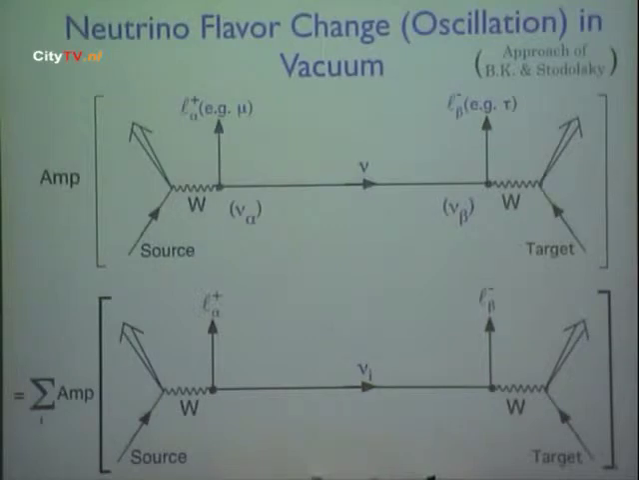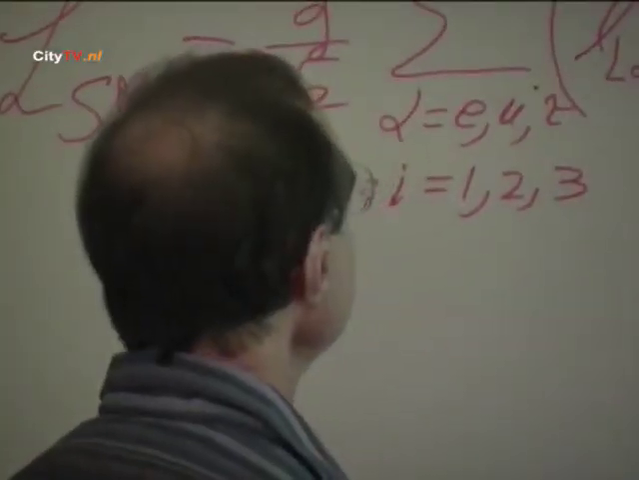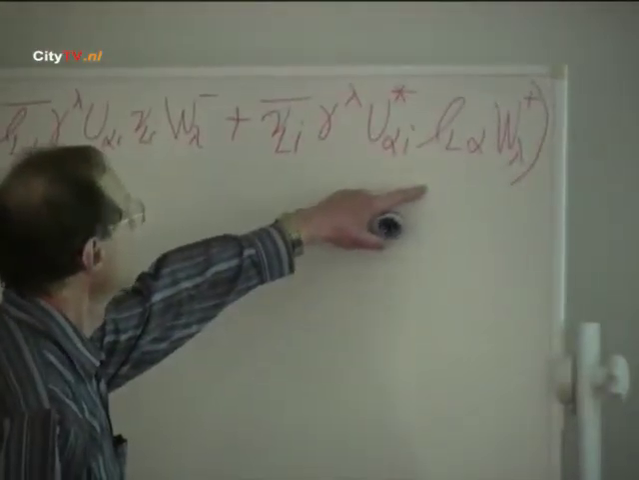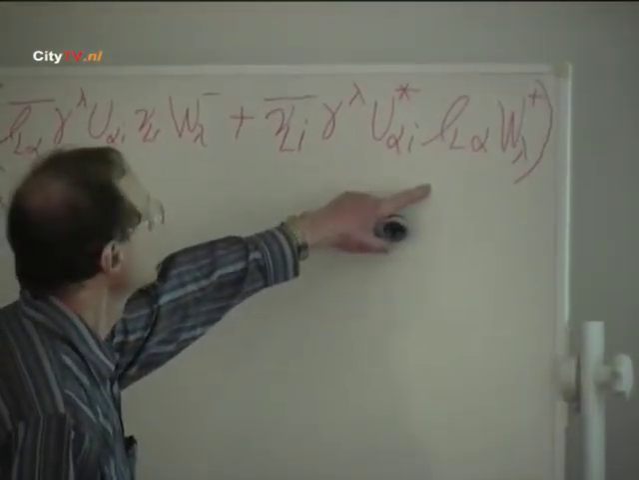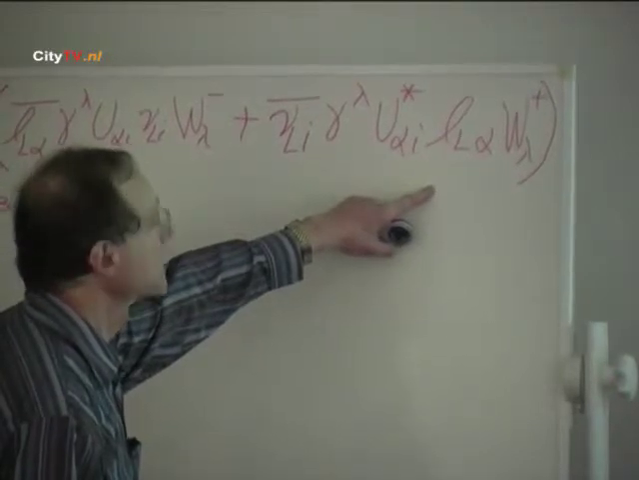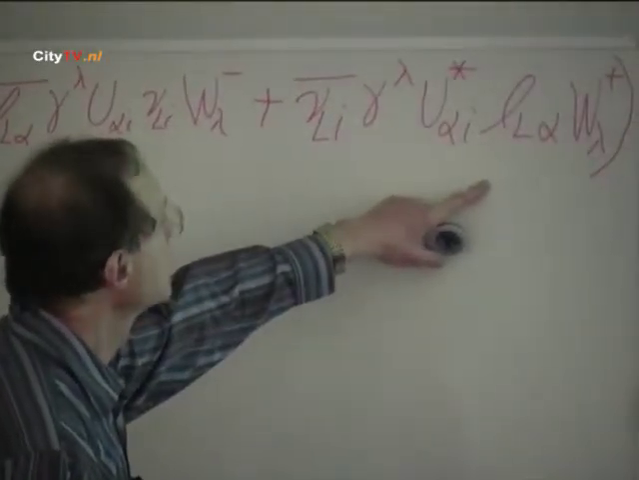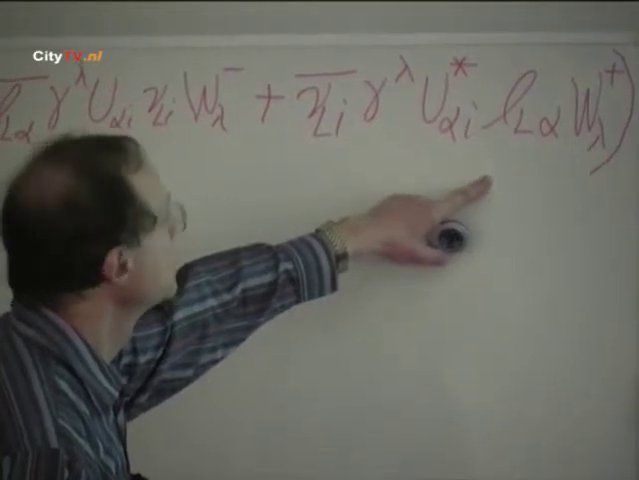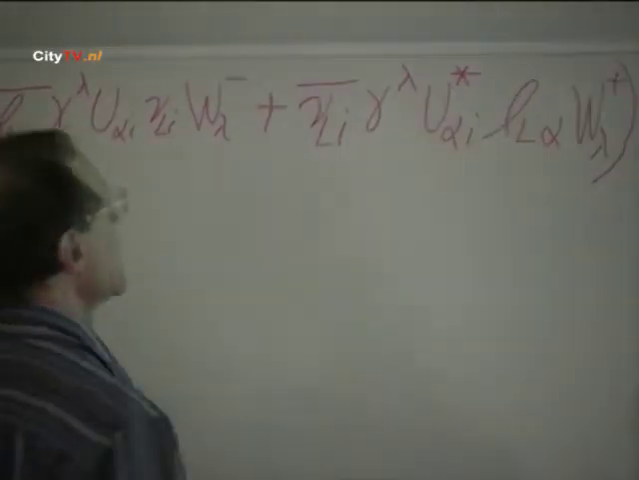Well, we have here the Lagrangian. We're making an L alpha plus, so that's this term. No, this absorbs L alpha. This absorbs, no, this absorbs L alpha minus. That's right. It's this term. So the amplitude is simply U star alpha I.